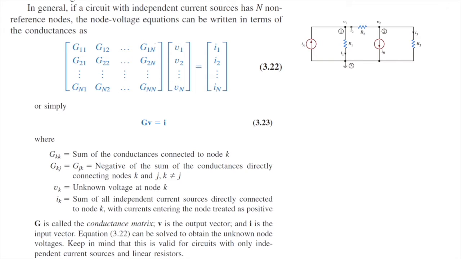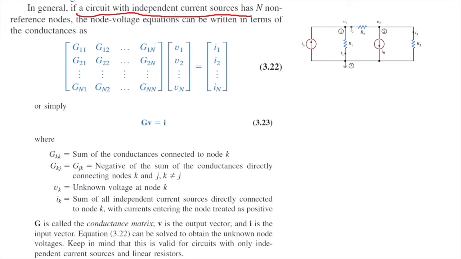And in some scenarios, we can write the equations in matrix form directly. That is, if the circuit only has independent current sources. It does not have independent voltage sources. It does not have dependent sources. So this only applies to circuits with independent current sources. We can write the node voltage equations in this matrix form.